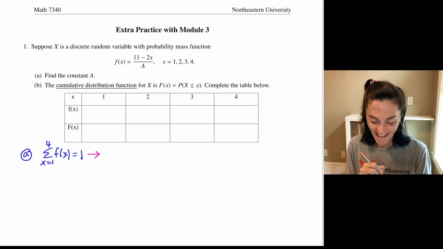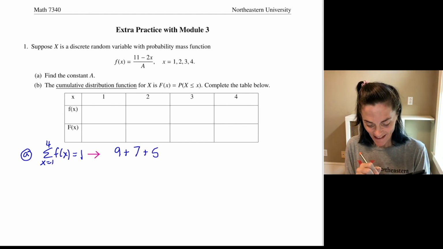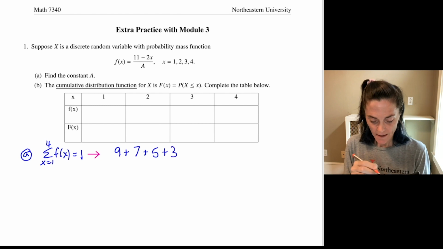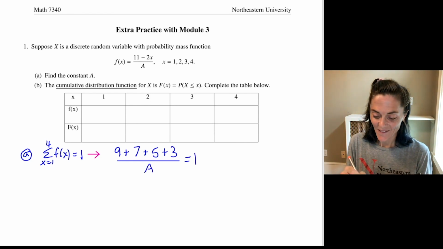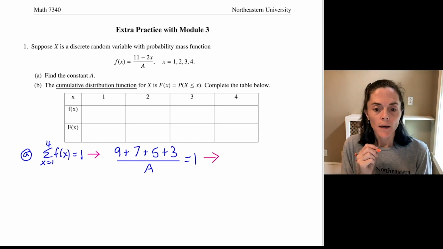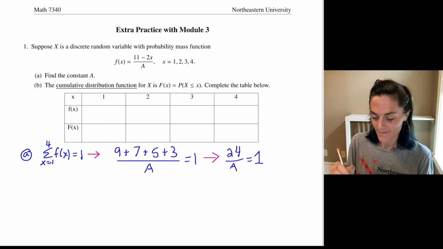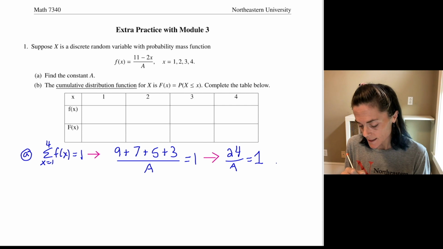At x equals 1, we have 11 minus 2. At x equals 2, we have 11 minus 4. At x equals 3, 11 minus 6. And finally, 11 minus 8. So all of this over capital A should equal 1. We're almost there. If you add everything in the numerator, we have 16 plus 8, which is 24. Now we see our constant, capital A, must be 24.